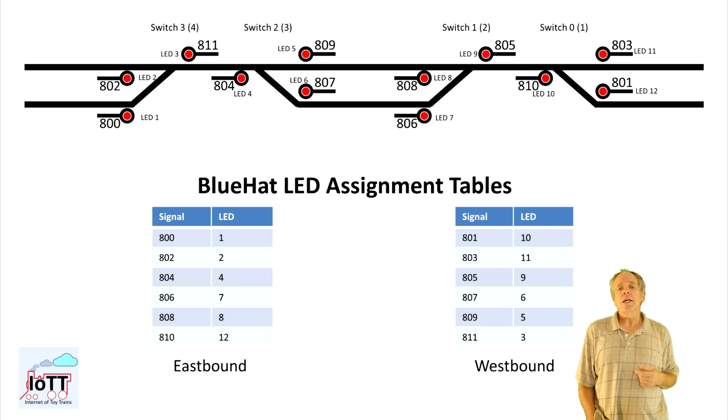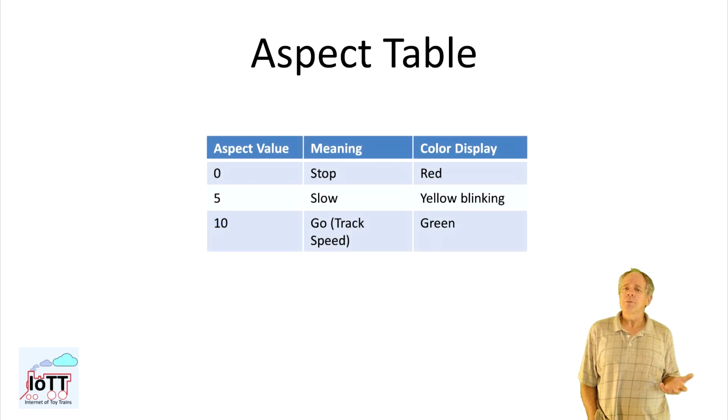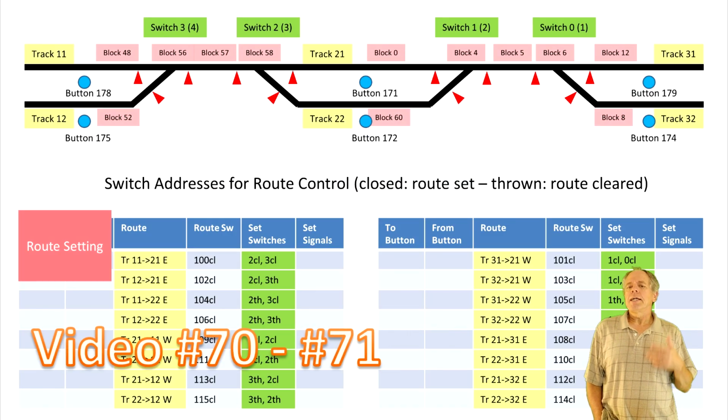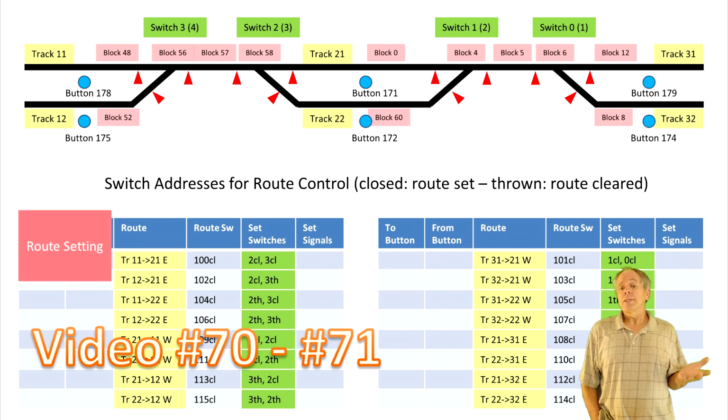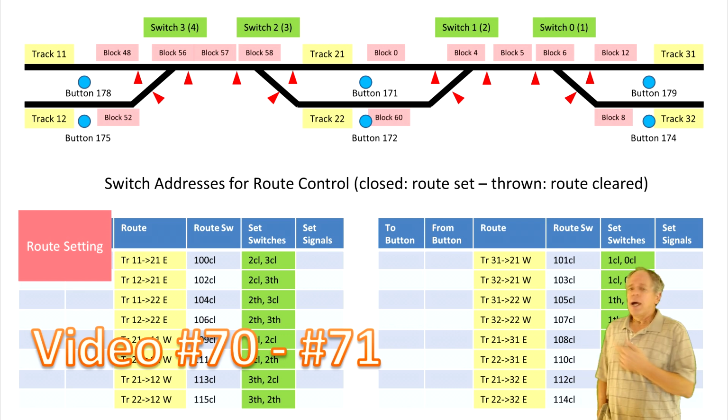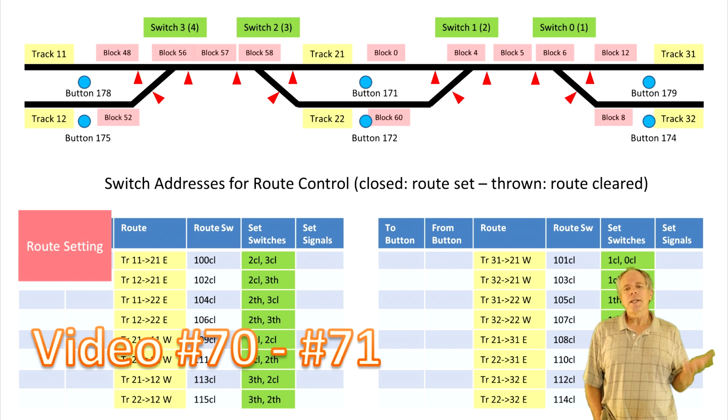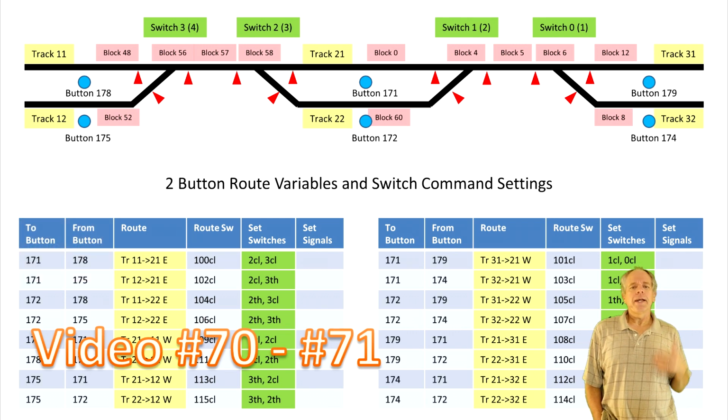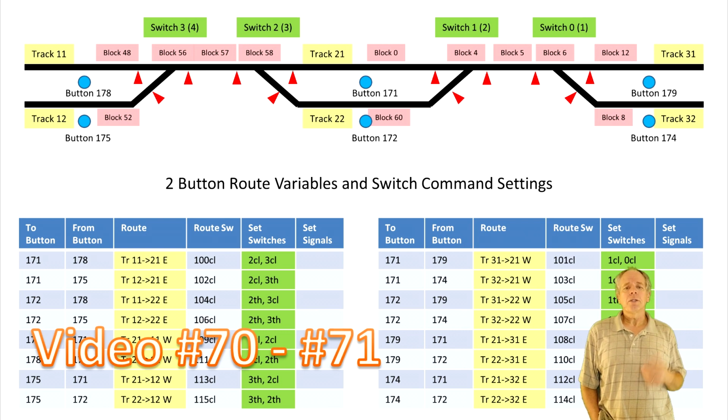As in previous videos, I am operating the signals with three aspects: red for stop, yellow flashing for slow, and green for track speed. In videos 70 and 71, I controlled the track using a CTC approach, so I numbered the station tracks as shown here and defined routes to go from one station track to another. When activating a route, the turnouts were set accordingly, and when double-clicking a trigger button, the signals were set to allow for the train movement. Watch video number 71 to see this CTC system in operation.